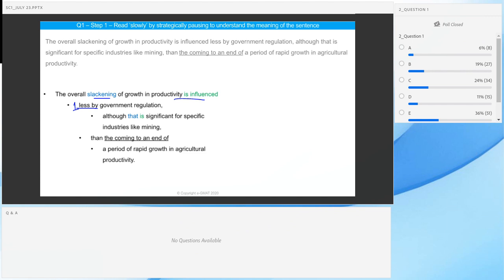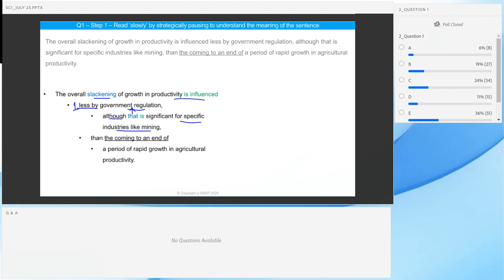Less by government regulations. Okay, we understand that government regulation has got something to do with the slackening of growth, but not as much as this other factor, which we have not read as of yet. Continuing, although that is significant for specific industries like mining. Now, that is talking about government regulation. The author is saying, well, yes, there is a contrast coming in here because of the usage of the word although. And the author is saying that, yes, by the way, government regulation can be very important for certain specific kinds of industries, and the author has given us the example also. However, the overall slackening has not been influenced so much by government regulation.